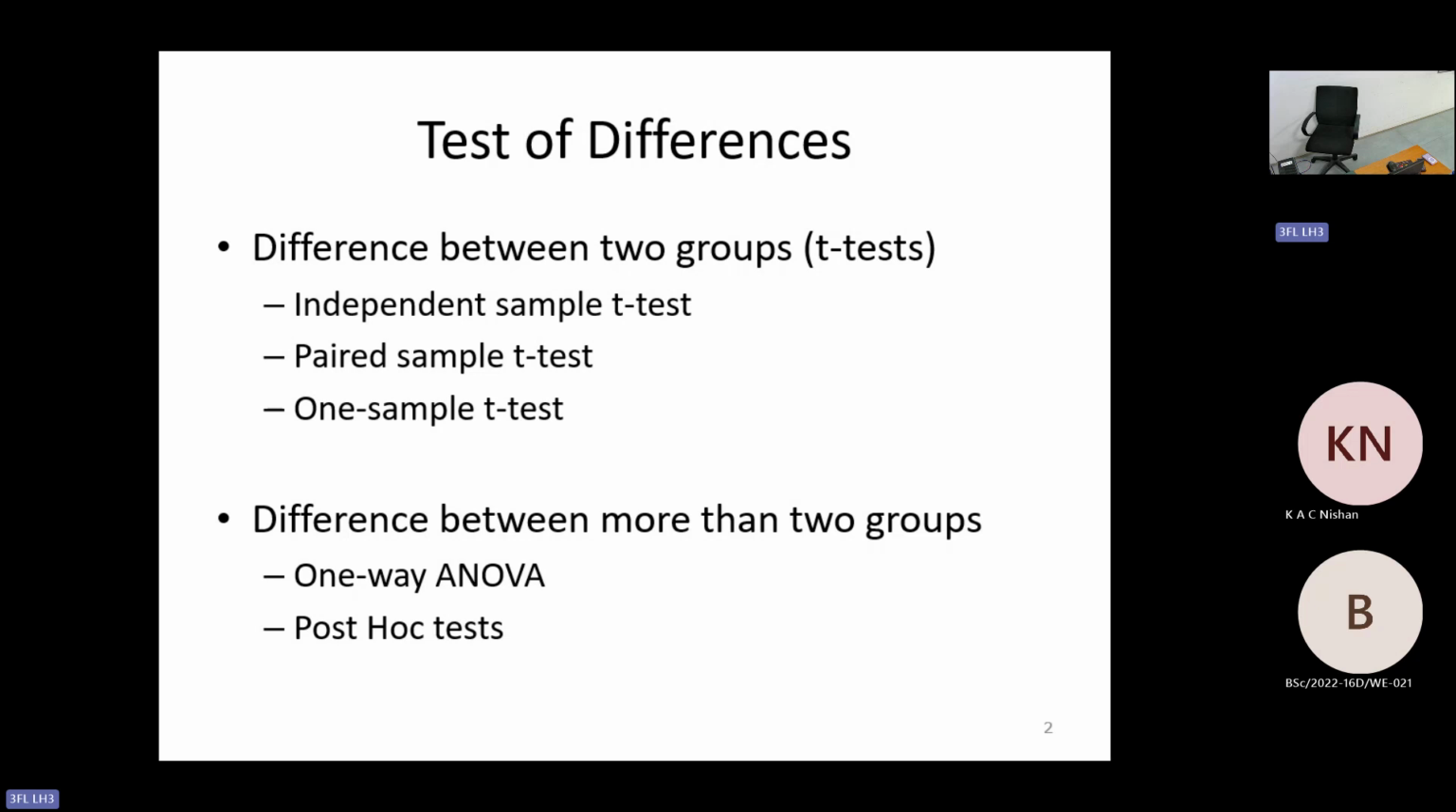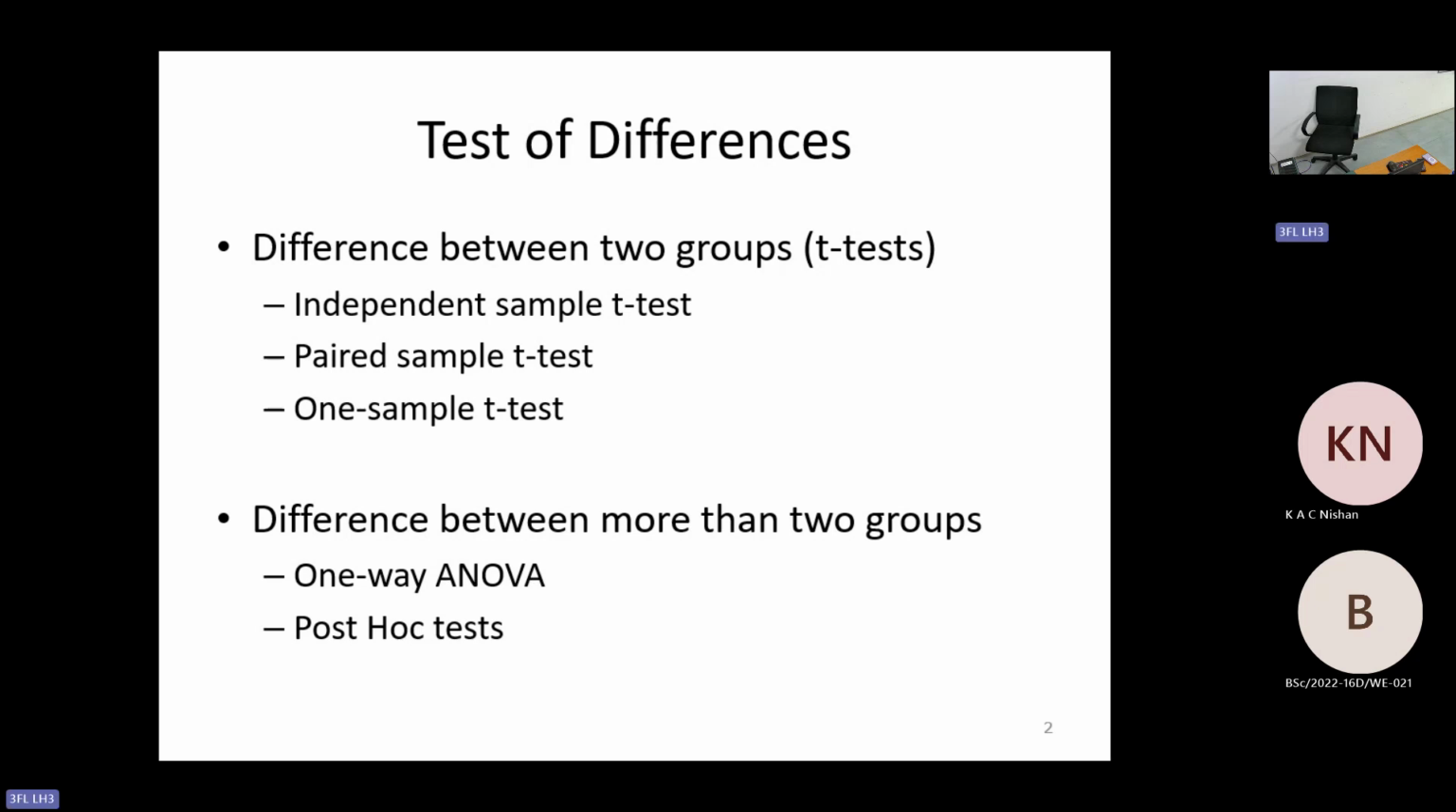Okay, again to summarize what we discussed. Today we are going to discuss what? Tests of difference. We are going to see the difference between two groups and more than two groups. I told you if you are going to see the difference between two groups, what's the analysis that you perform? Then I told you that there are how many kinds of t-tests?